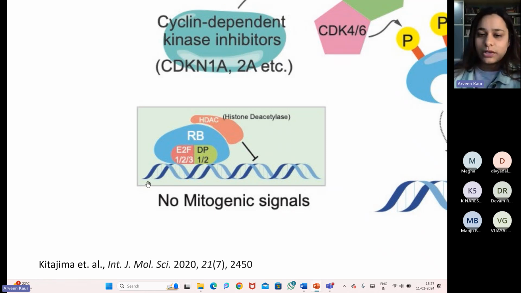Once that is the case, as you can see, this blue colored complex, that is RB, is going and sitting on E2F and DP, along with some other protein players. Over here, one of them is histone deacetylase. Once it is sitting on these transcription factors, it is not going to let them work, right?